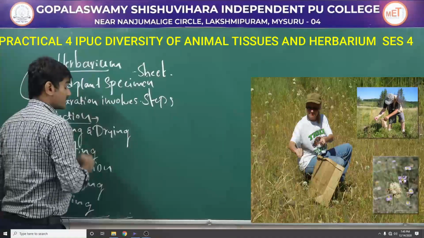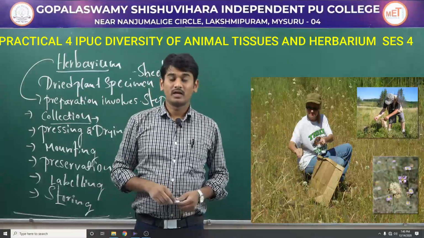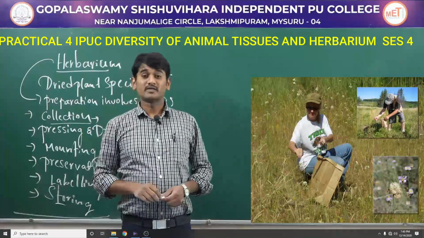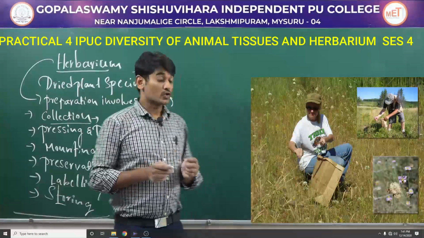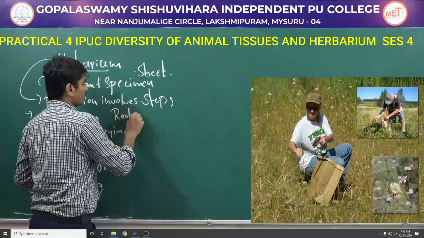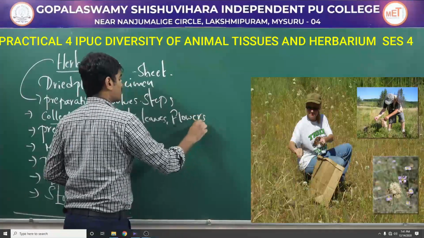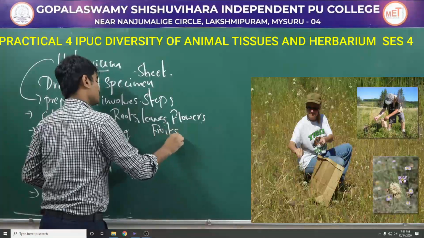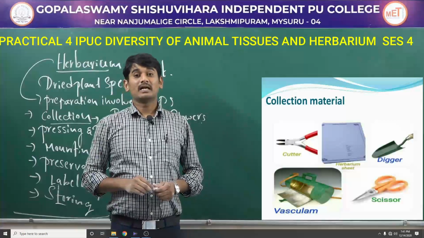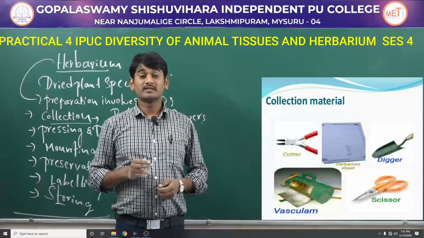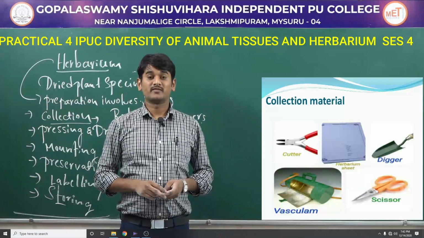The first one is collection. Collection is the first step in the preparation of herbarium. In this process we have to collect the plant. The plant should have roots, leaves, flowers, and fruits. During the collection process we can use some tools like a digger, a knife and scissors. These are all tools used to collect the plant specimen for herbarium.